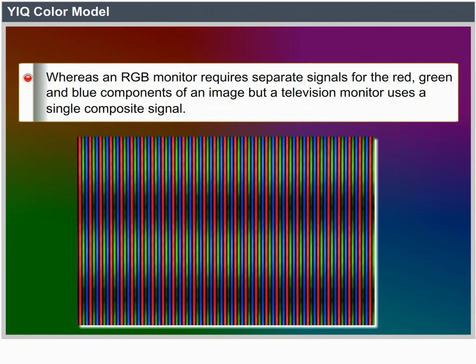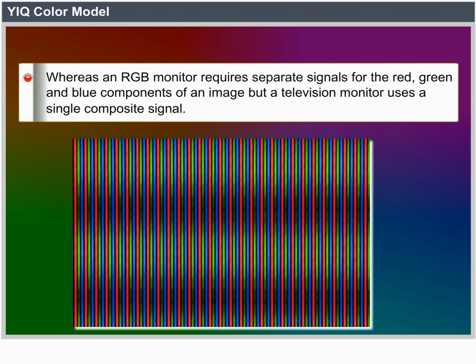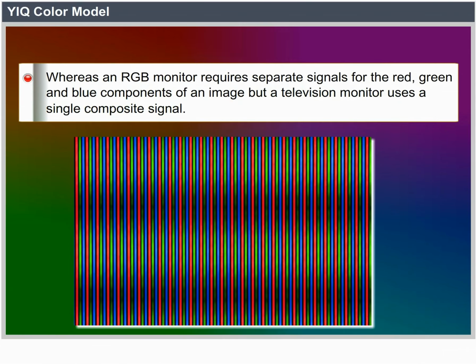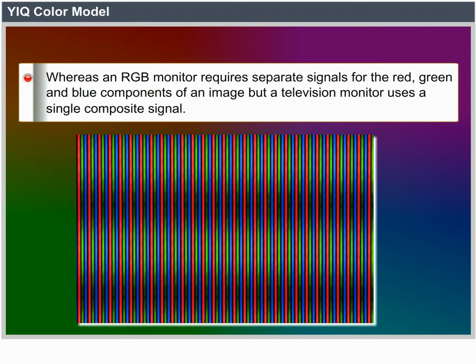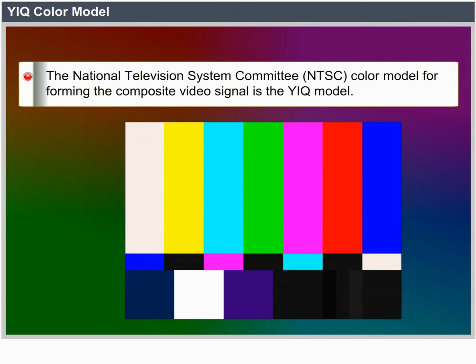YIQ color model. Whereas an RGB monitor requires separate signals for the red, green, and blue components of an image, a television monitor uses a single composite signal. The National Television Systems Committee NTSC color model for forming the composite video signal is the YIQ model.